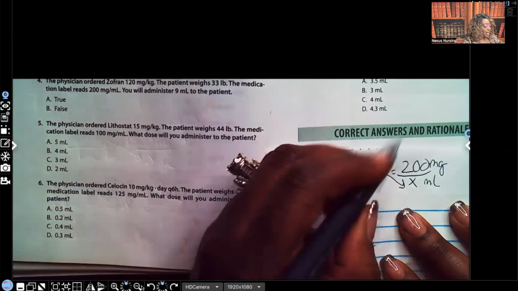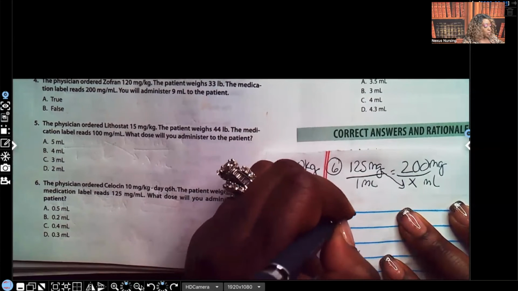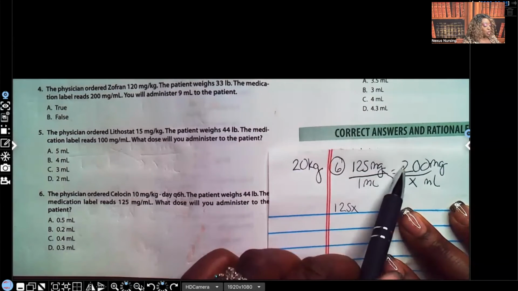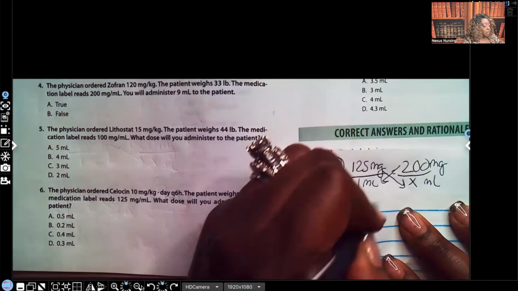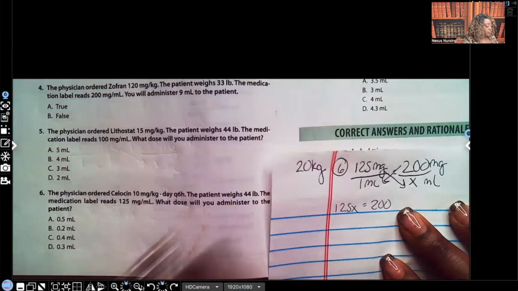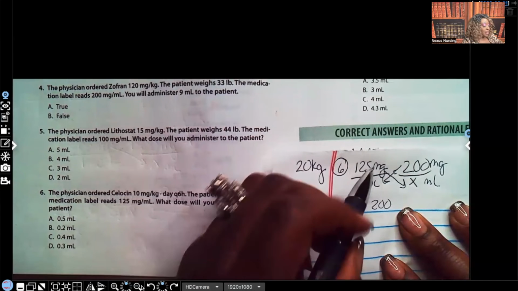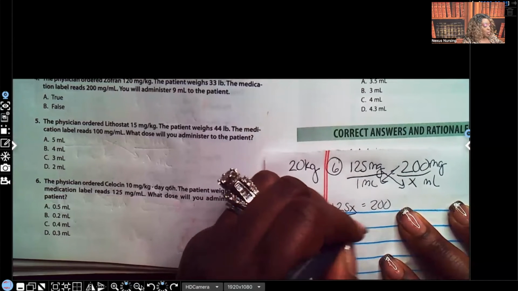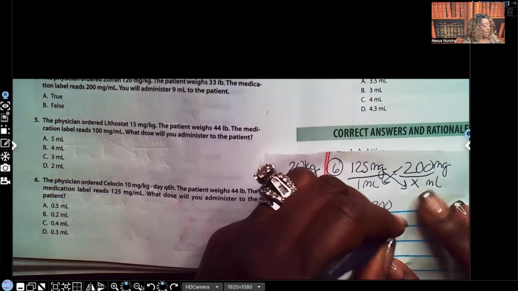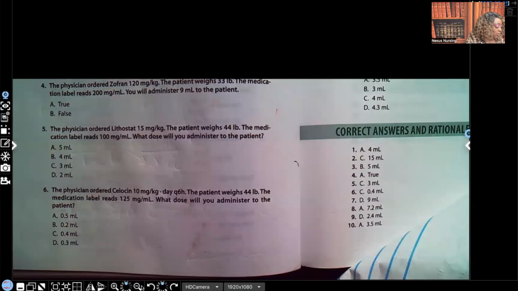125 times X equals 125X. And then 200 times 1 is equal to 200. 125X equals 200. We've got to get X by itself, so we're going to divide by 125. How many times is 125 going into 200? 1.6. Number 6, am I right?